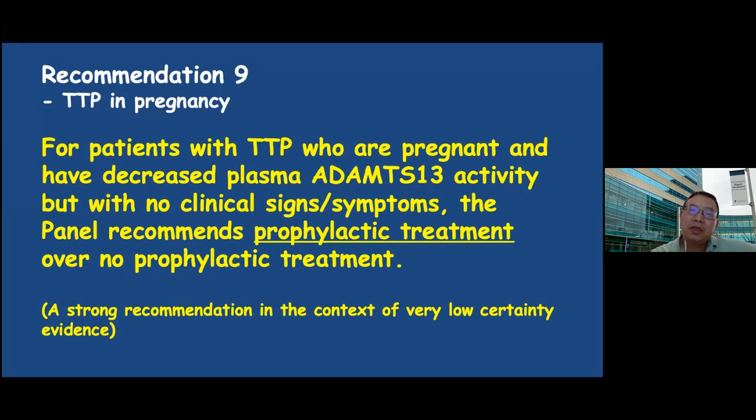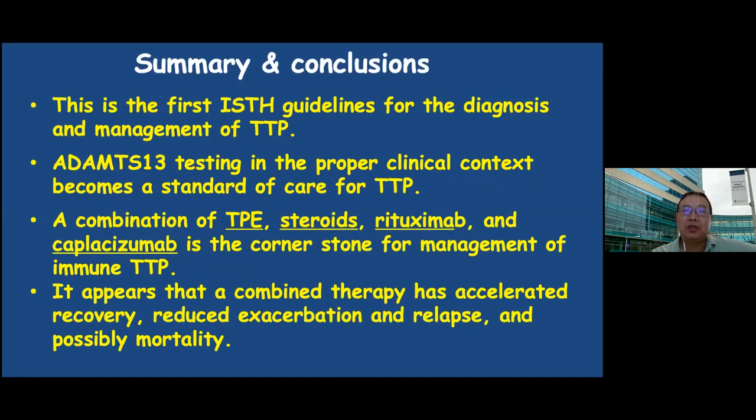And then the second last one is TTP during pregnancy. If you are pregnant, but you have TTP, or if you don't have symptoms yet, but your ADAMTS13 is already decreasing from previous level, in this case the panel still recommends you give prophylactic plasma infusion or plasma exchange, over not doing any of it, because it will actually prevent maternal mortality, and also prevent the kids having problems as well. So actually doing both.